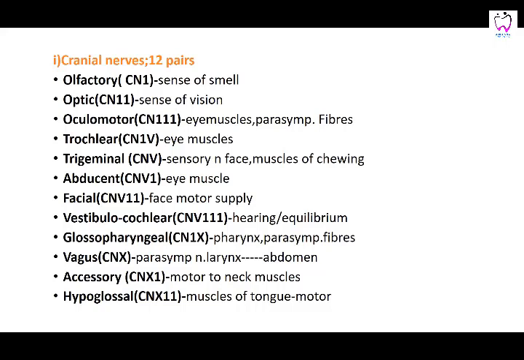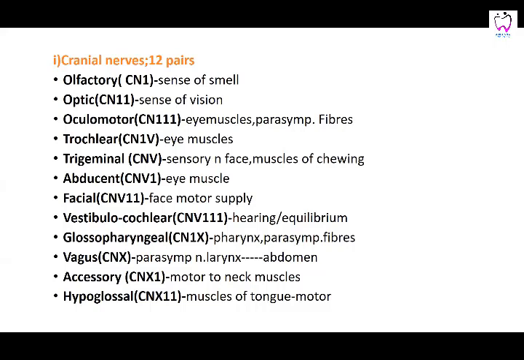Then you have the abducens nerve. The abducens nerve is supplying one of the eye muscles that takes the eye to the lateral side. Facial nerve, this is the motor nerve. This facial nerve is basically concerned with the muscles of expression. It also gives fibers to the different glands which are present, and it also carries certain parasympathetic fibers.